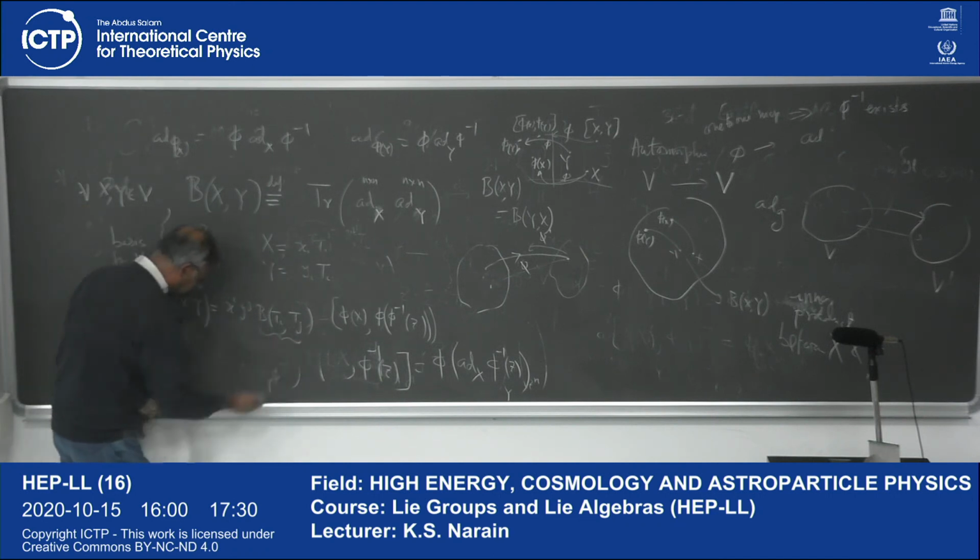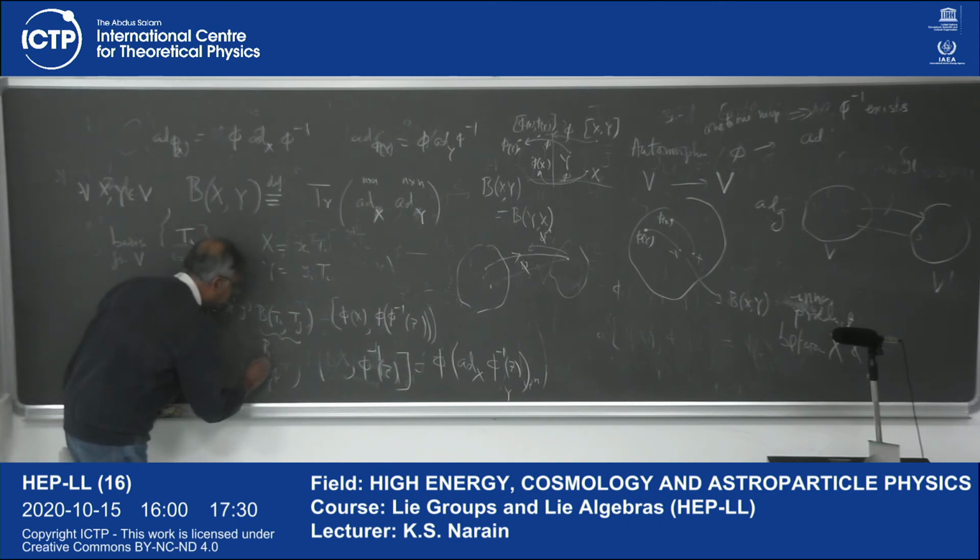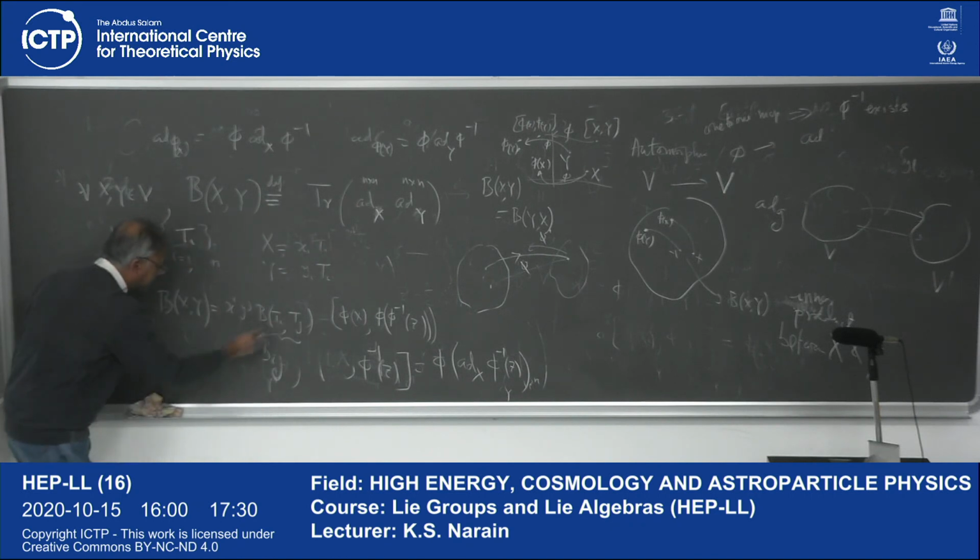This you can call, let me use the same symbol, Bij. This will depend on which Ti and which Tj, which i and j. It will be some number depending on i and j. And it is symmetric, so this is the same as Bji. So this is a metric.